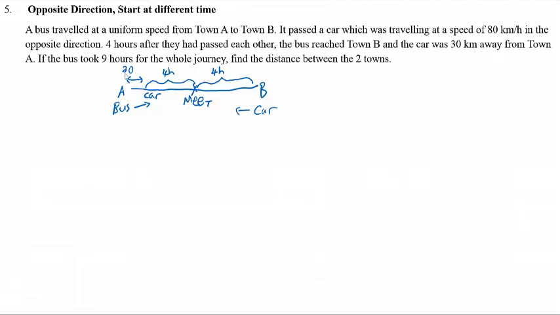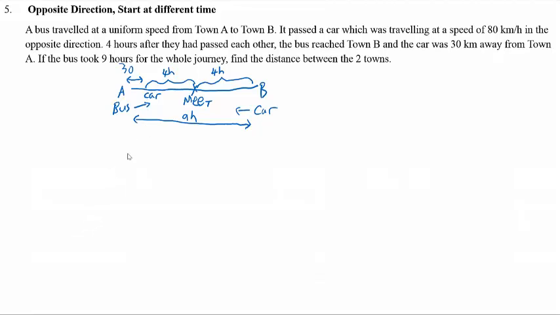The car is still 30 km away from town A, so the car still has some distance to go. And so what do they want? They said the bus took in total 9 hours for the whole journey, and we need to find the total distance between the two towns. That means the bus takes a total of 9 hours to travel from A to B.